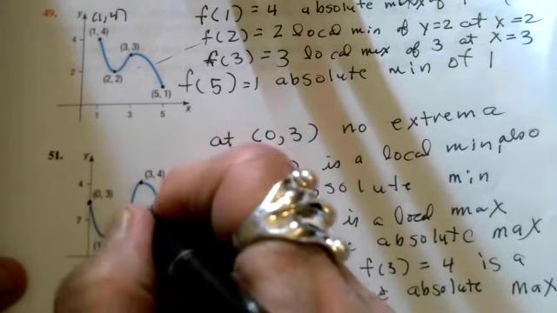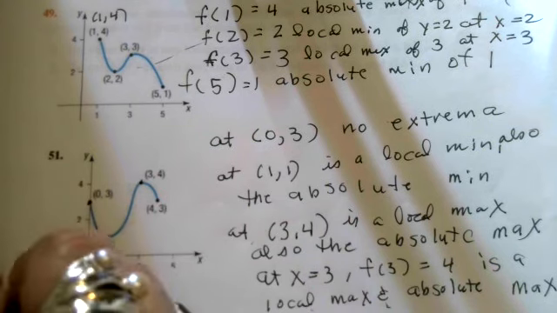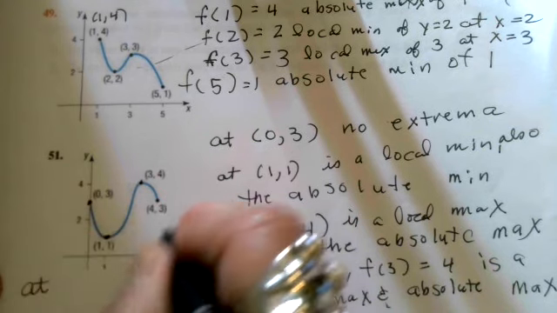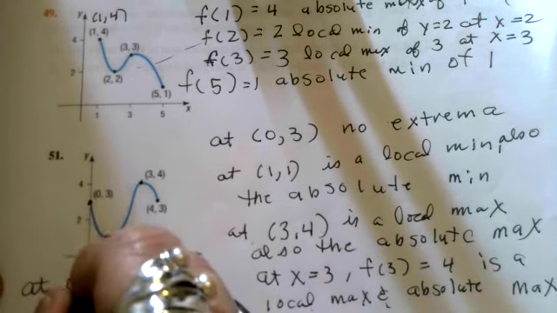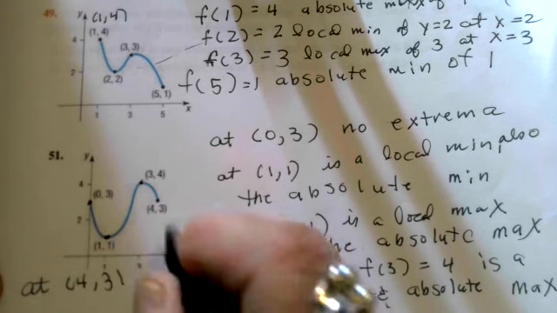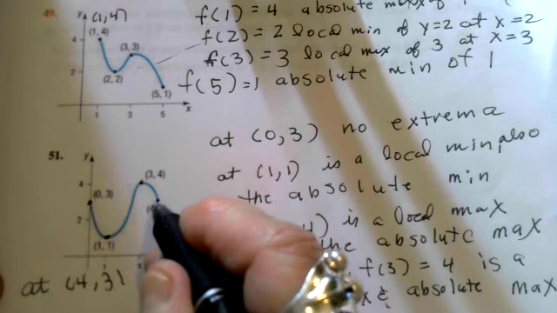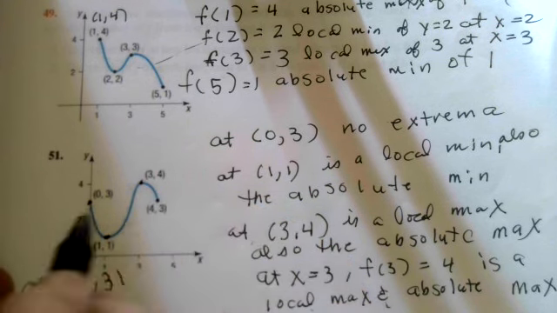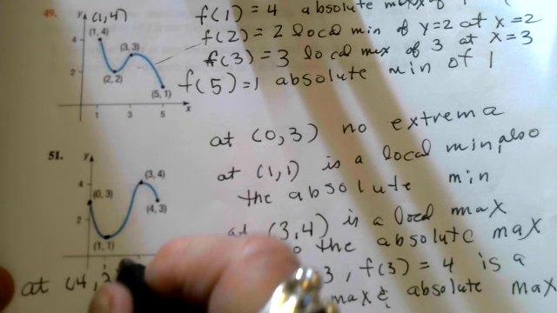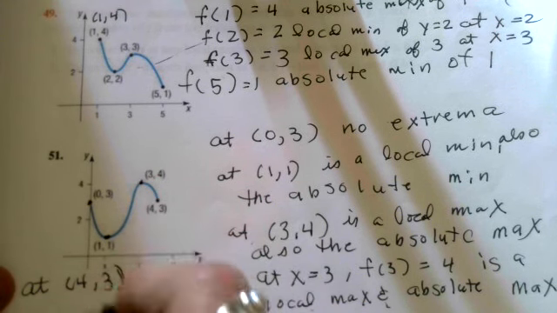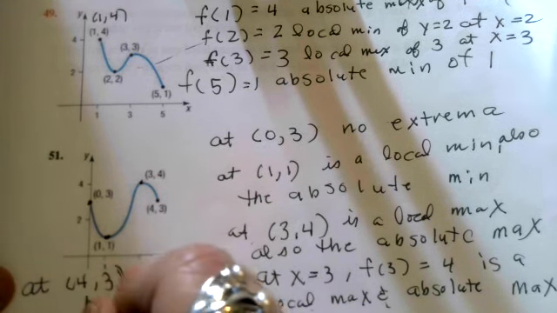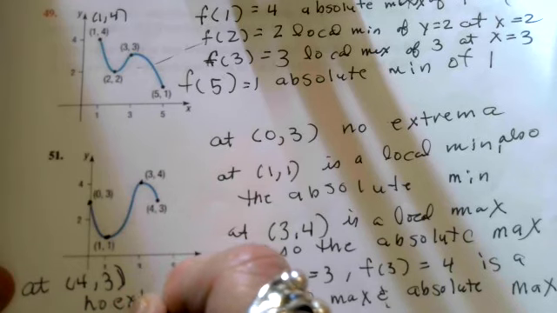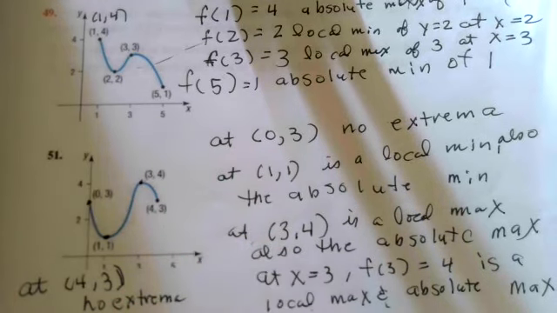And then I guess we've got this last point right here. So let's go over here and do the last point, and that was 4, 3. Well, it can't be local max or min because it's at the end point, and it's not the lowest point, and it's not the highest point. So we would just say no extrema for that one.